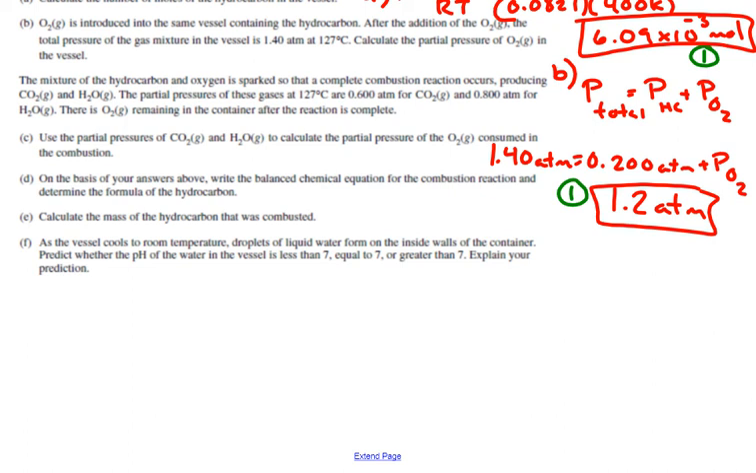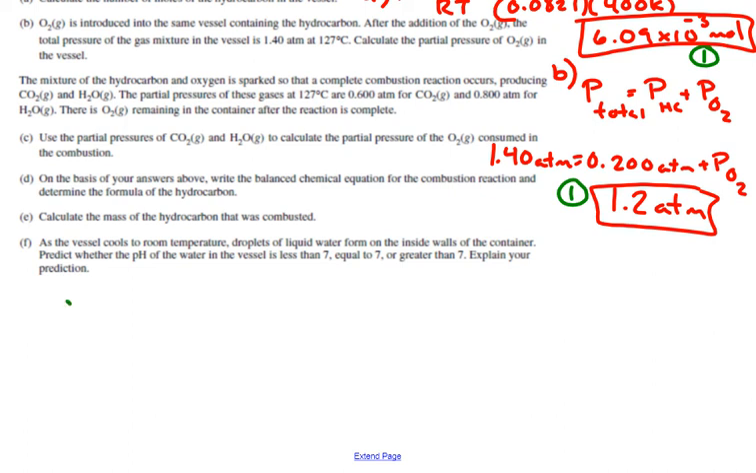If you feel like you didn't get an answer from it, but on the basis of your answer above, you might need to assume. But in this case, it says write the balanced chemical equation. Well, that's not necessarily a complete calculation. We'll talk about that in a second. The mixture of hydrocarbon and oxygen is sparked so that a complete combustion reaction occurs, producing CO2 and H2O. The partial pressures of these gases at that temperature are those 2 atm for CO2 and H2O. There is O2 remaining in the container after the reaction is complete.